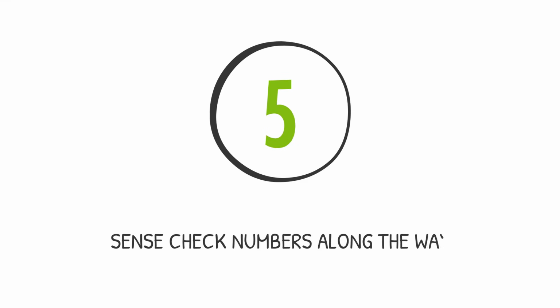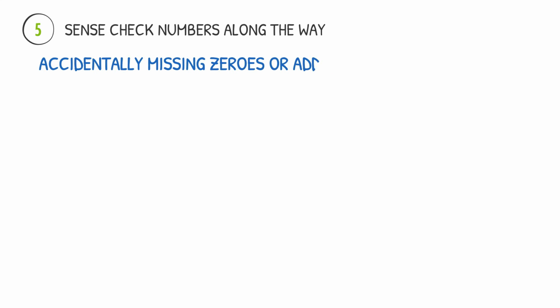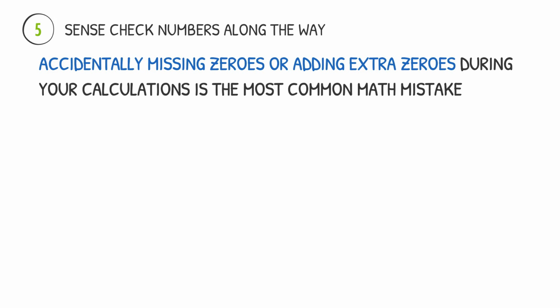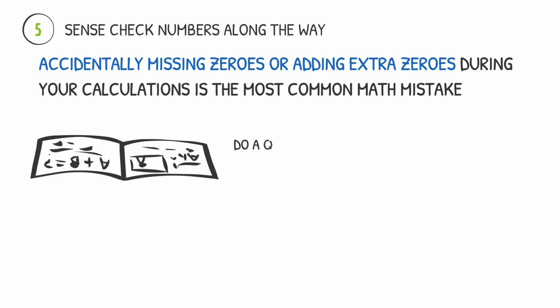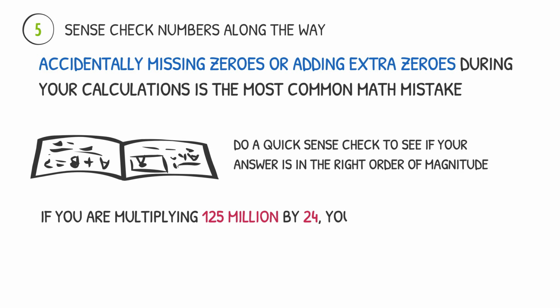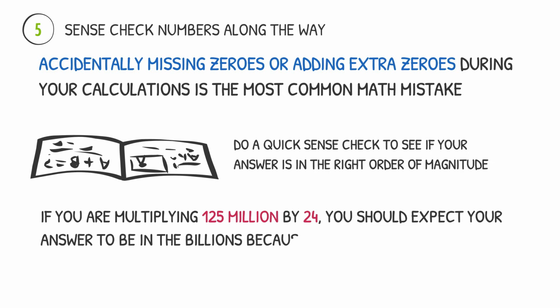Tip number 5. Sense check numbers along the way. Accidentally missing zeros or adding extra zeros during your calculations is the most common math mistake. After each step of a math calculation, you can do a quick sense check to see if your answer is in the right order of magnitude. For example, if you're multiplying 125 million by 24, you should expect your answer to be in the billions because 100 million times 20 equals 2 billion.